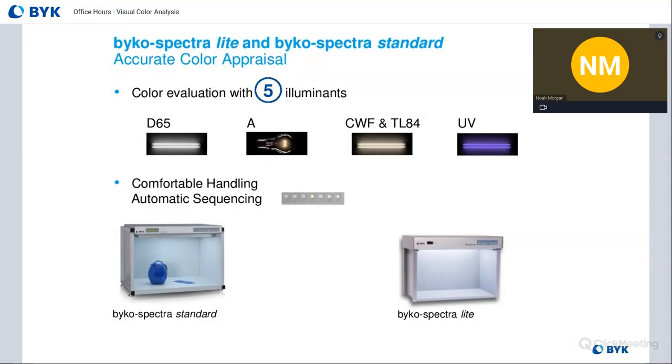Okay, next slide. This is our BICO Spectra Light and BICO Spectra Standard, which are the larger versions, so you can see the samples in here. It's a little larger, and it has five illuminants. It has the D65, which is our daylight, our A tungsten light, the warm light, and the CWF and TL84, which are two different types of fluorescent tubing, often used in department stores. That way you can tell what the sample is going to look like at the store versus outside versus in the home. What's also cool is it has a UV setting, for fluorescent colors or fluorescent products. It's pretty cool.